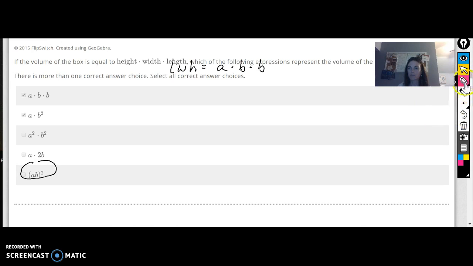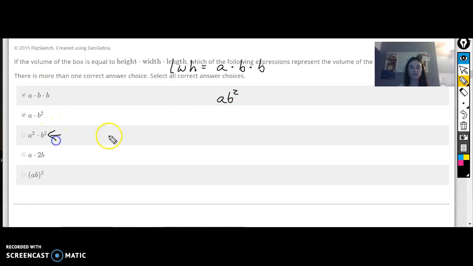Go ahead and erase that. Okay, and let's see if I can, let me move it. Okay, so we know it's A times B times B. We can combine the two B's and we can say A times B squared. But that's pretty much all we can do.